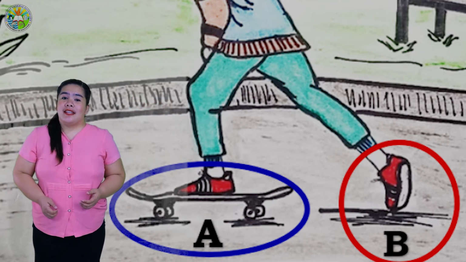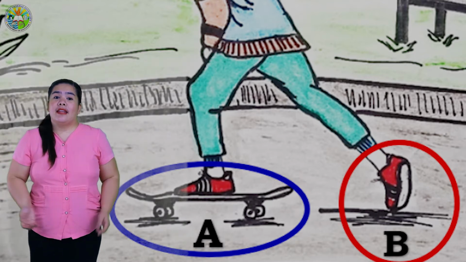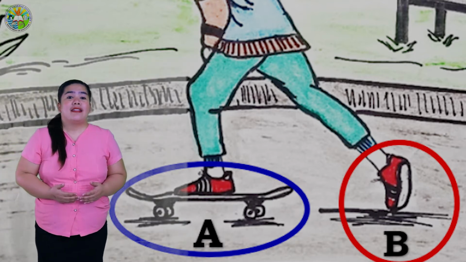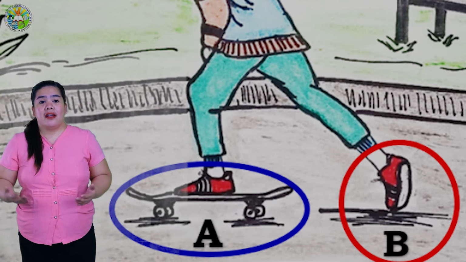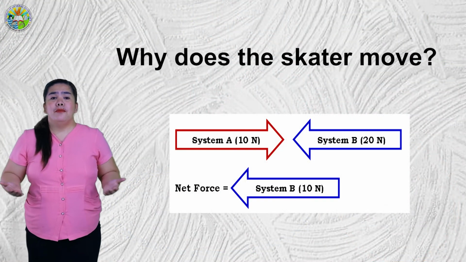In learning to isolate a system or pair of action-reaction forces, you will be able to understand that forces in a system do not cancel each other because they are not affected by the forces of the other system in a given situation. But why does the skater move?